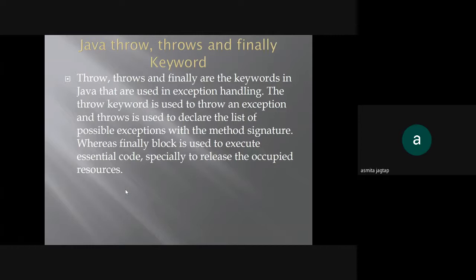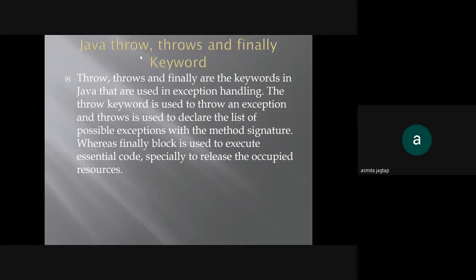So throws is used to declare the list of possible exceptions. Throws with s is used for throwing the list of exceptions. Okay, meaning if your method is throwing many exceptions, at that time go with throws. Okay, throw is used for throwing the exception. So if it is one exception, go with throw.